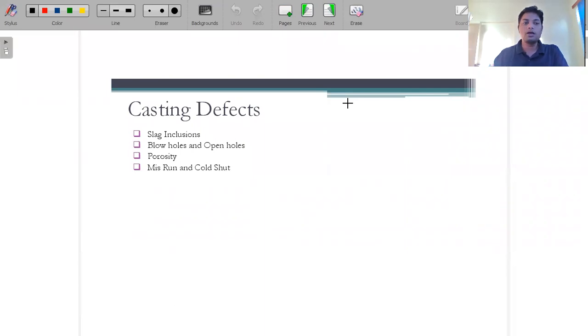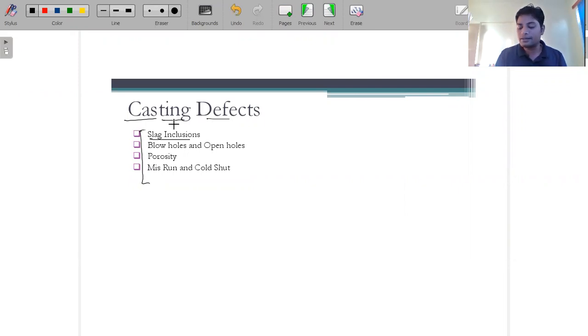Okay, guys. So, casting defects. There are a number of casting defects, but these are just a few which are important. First is slag and inclusions. By the way, there is no figure for slag and inclusions, that's why I'm discussing this one first.